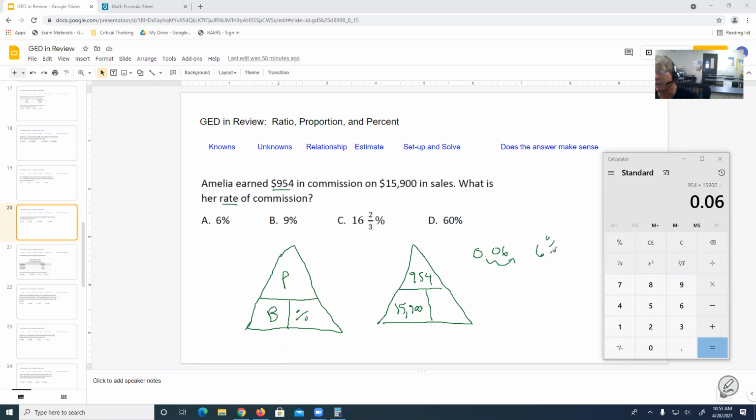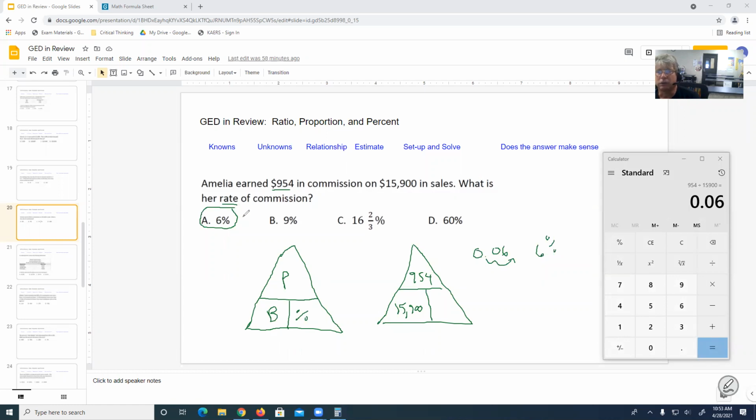Because 6% means 6 out of 100, which is the same thing as 6 hundredths. That's how that reads. Remember, this is the tenths place, this is the hundredths place, so it's actually 6 hundredths. And that's what 6% means, is 6 hundredths. So our answer there would end up being then 6%. That would be A.